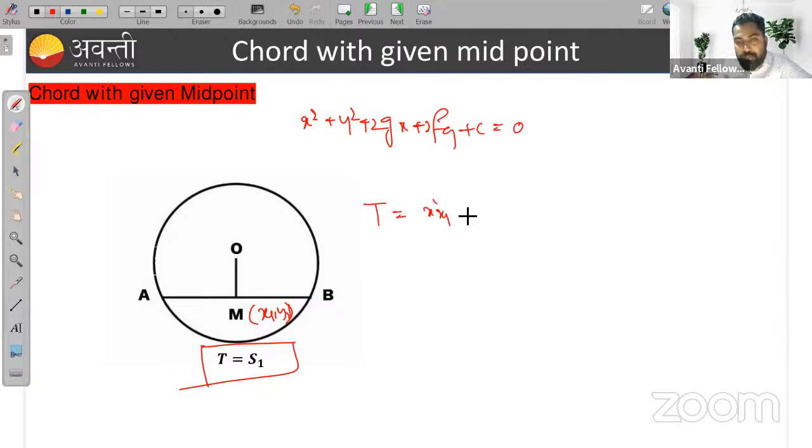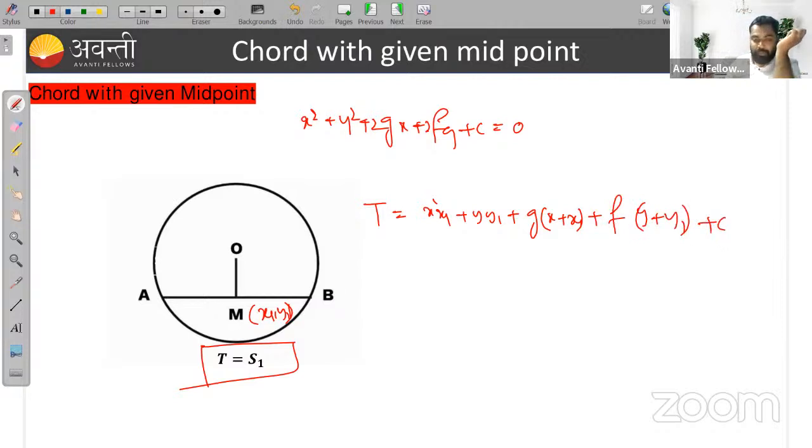x x1 plus y y1 plus g into (x plus x1) by 2, that is 2 will be cancelled out, f into (y plus y1) plus c. This becomes my T. And what is S1? S1 is, put the given point in the equation, that is x1 square plus y1 square plus 2g into x1 plus 2f into y1 plus c.